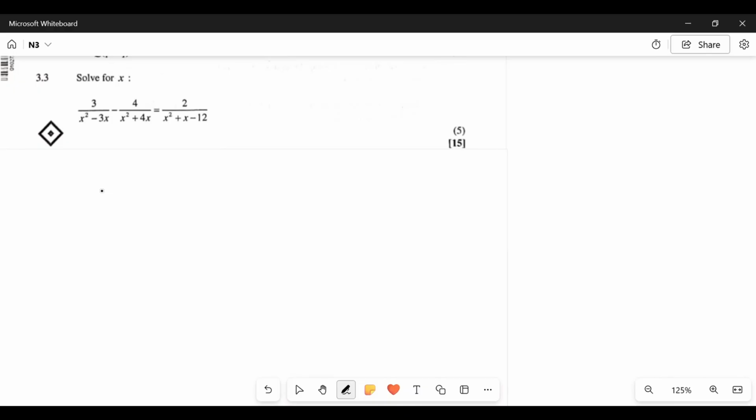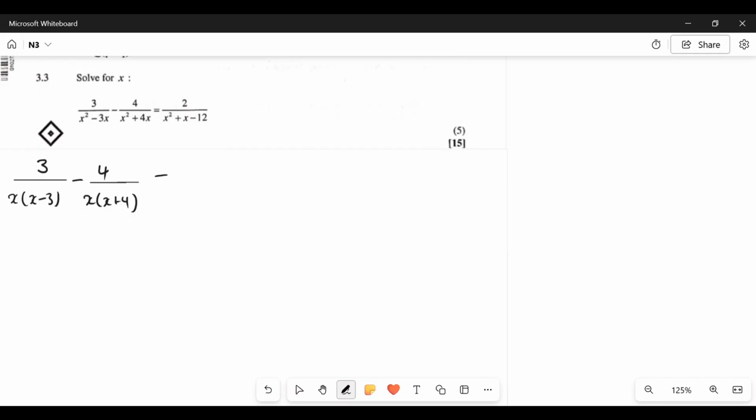Now let's start on the left hand side with the first term there. As you can see, it's a fraction. We have 3 on the numerator, and underneath there we actually have x squared minus 3x. So we can take out the common factor there, which is x. If you take out the common factor, we'll be left with x minus 3 inside the bracket there, minus. Now the second term, we have 4 on the numerator. On the denominator, we have x squared plus 4x. So we can also take out the common factor there, which is x, and then we're going to be left with x plus 4. There we go.